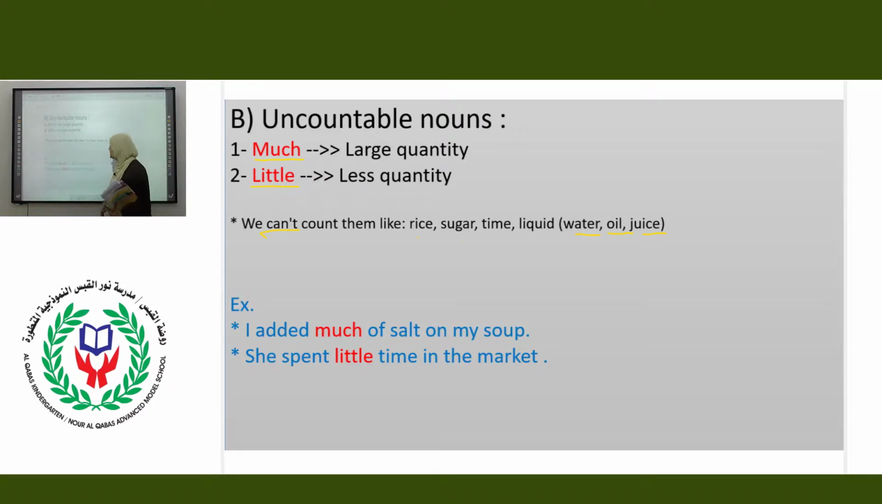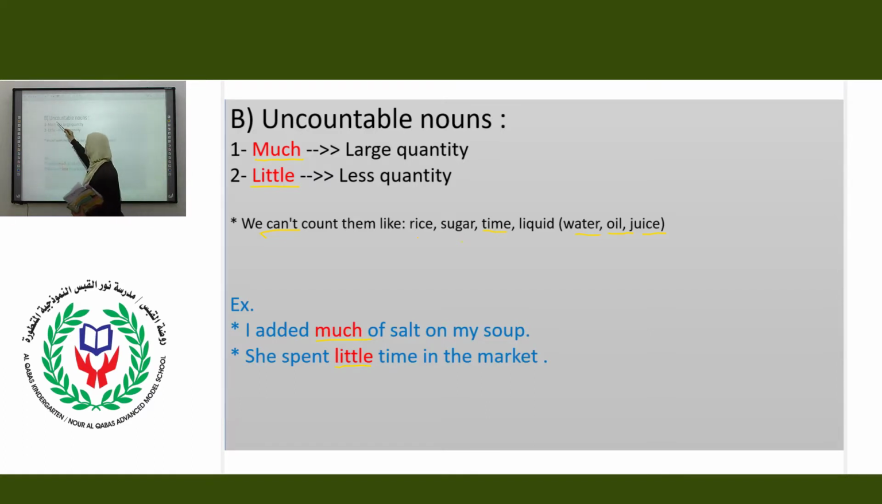Look at these examples. I added much salt to my soup. Much means a large quantity. Little is for a smaller quantity. Look at the example: she spent little time in the market. So the noun time is uncountable, we use little.